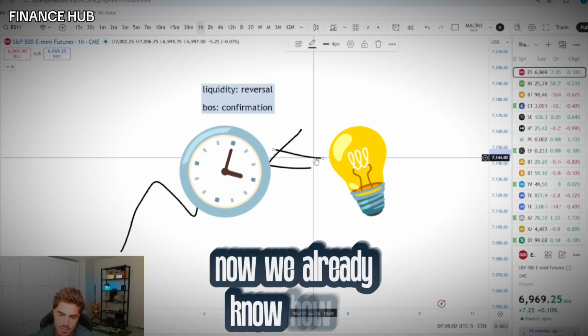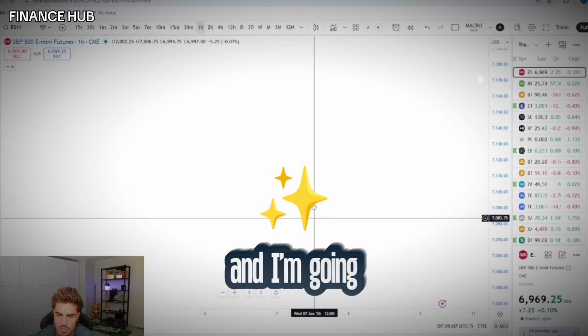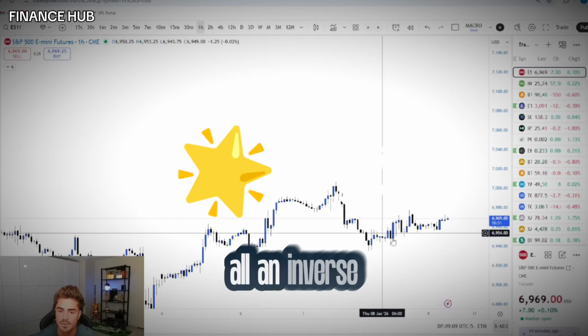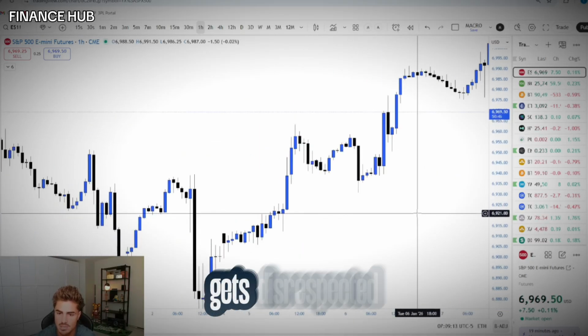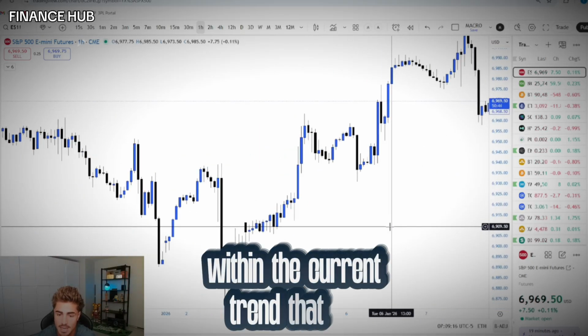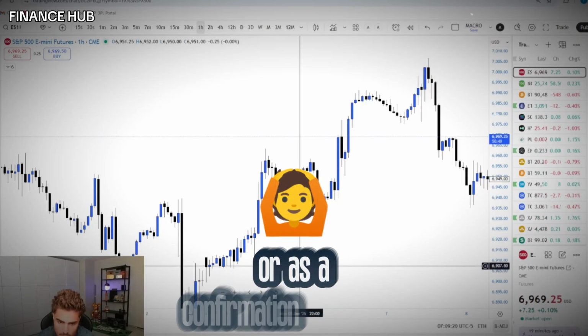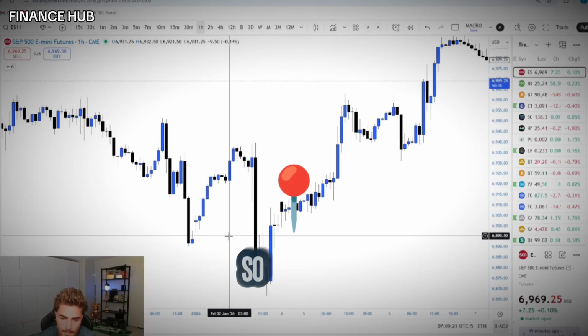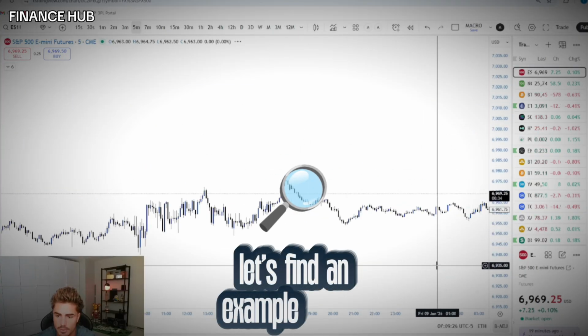And that is all inverse fair value gaps are. Now, we already know how to identify fair value gaps, so we're just going to jump straight to the chart, and I'm going to show you guys examples of this. All an inverse fair value gap is, is a fair value gap that gets disrespected within the current trend that it's in, and we can use it as a break of structure or as a confirmation confluence. So let's get in here and find an example for us.